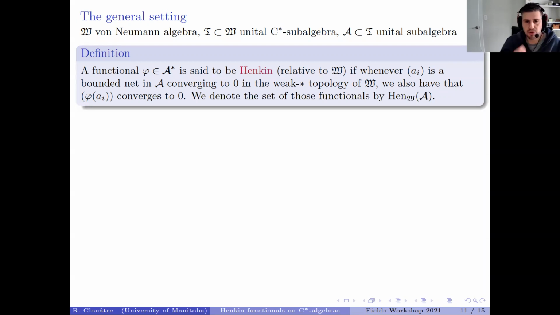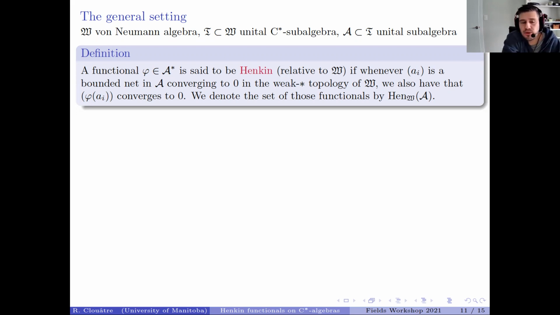Notice it's a bit of an annoyance here. I have to keep track of what W is, because you can't talk about weak star topologies or weak star convergence to 0 if you just look at A, because A may not have a weak star topology. So you have to have this ambient von Neumann algebra to make sense of this. So you have to keep track of what W is.